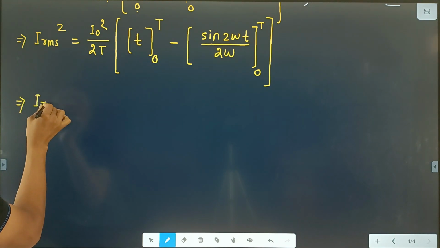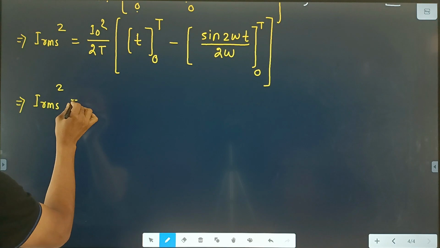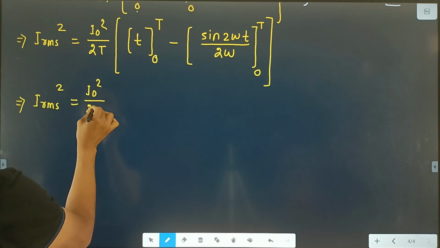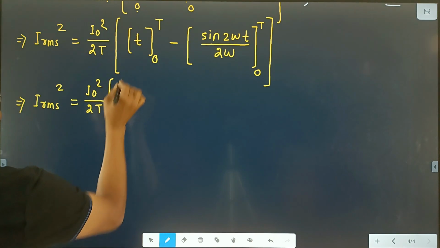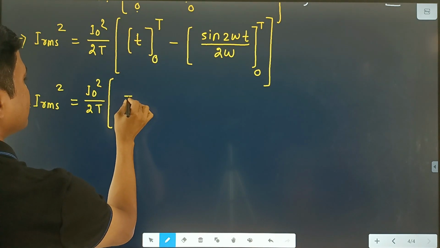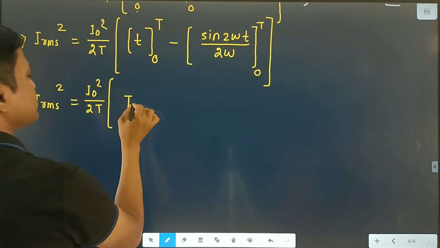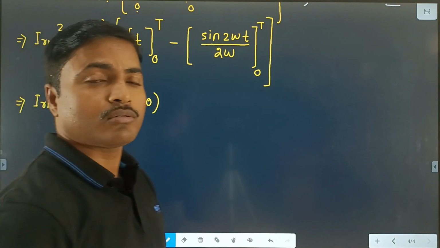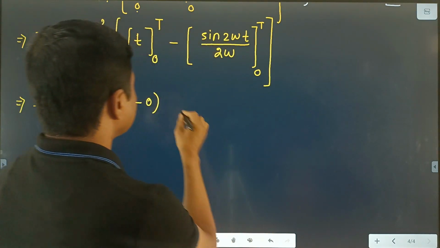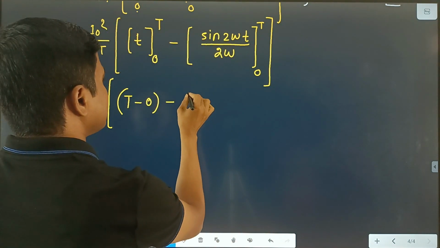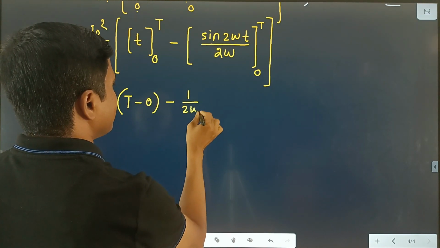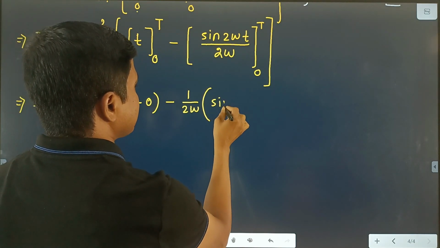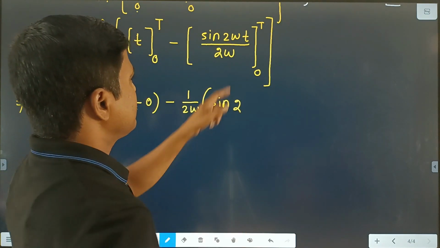That implies IRMS square is equal to I0 square divided by twice of T. First, in place of small t we put capital T, then in place of small t we put the lower limit 0, that is T minus 0, minus. Here we take 2 omega outside, remaining is sin 2 omega t, we write sin twice omega.